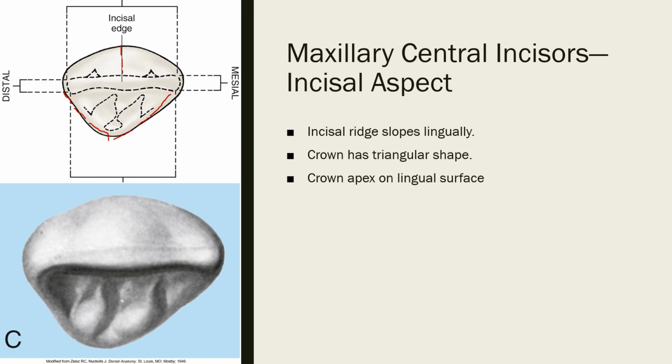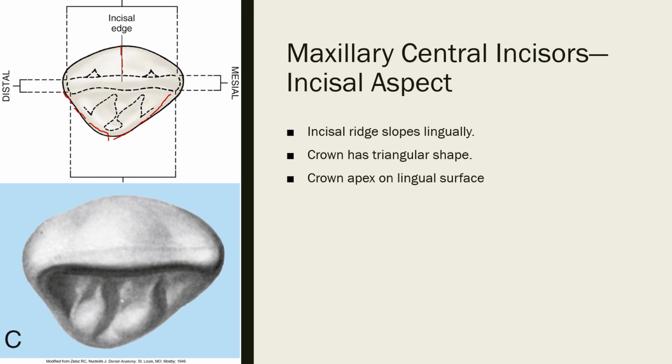The maxillary central incisor is the widest mesiodistally of any other anterior tooth, so it's very broad. The maxillary central incisors usually develop normally, but there are a few anomalies that occur, and that includes an unusually long crown, a short root, and then sometimes you'll see gemination where the tooth tries to divide itself.